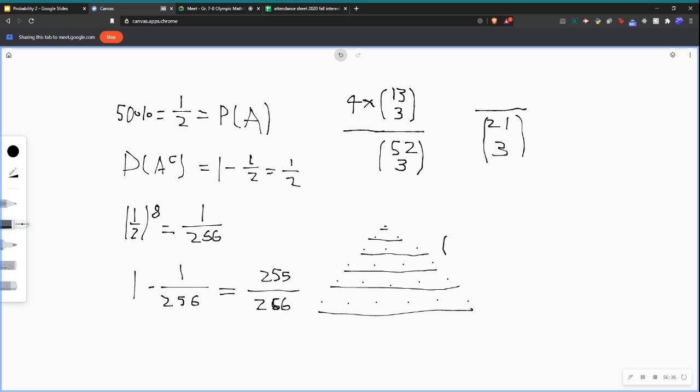For each of them, you can express them in choose notation. Sorry, I should call it the third row. Third row, 3 choose 3. Fourth row, 4 choose 3. Fifth row, 5 choose 3. And then the last one, 6 choose 3. And so you calculate that sum: 3 choose 3 plus 4 choose 3 all the way to 6 choose 3.